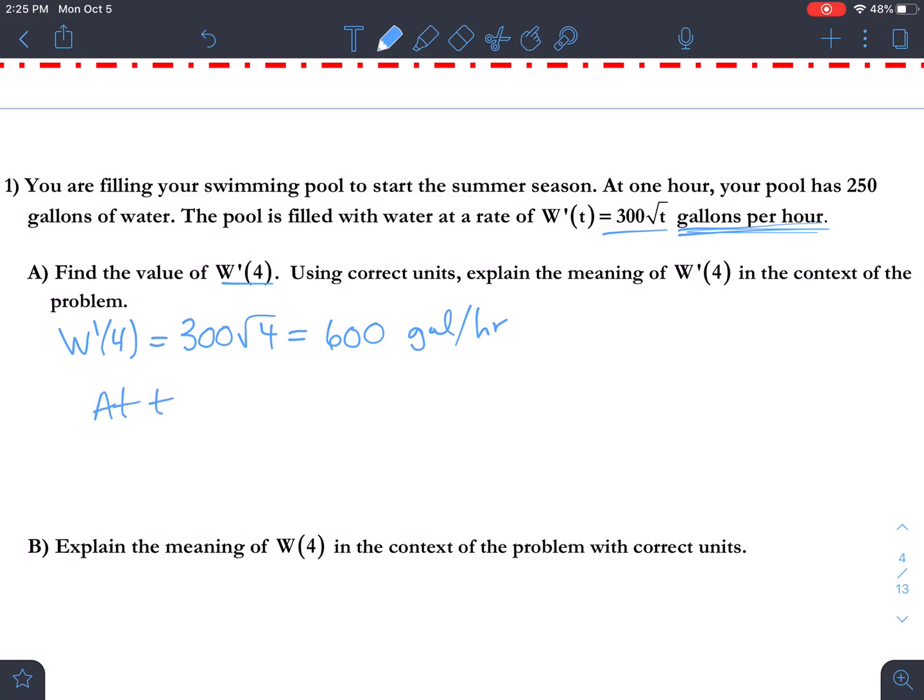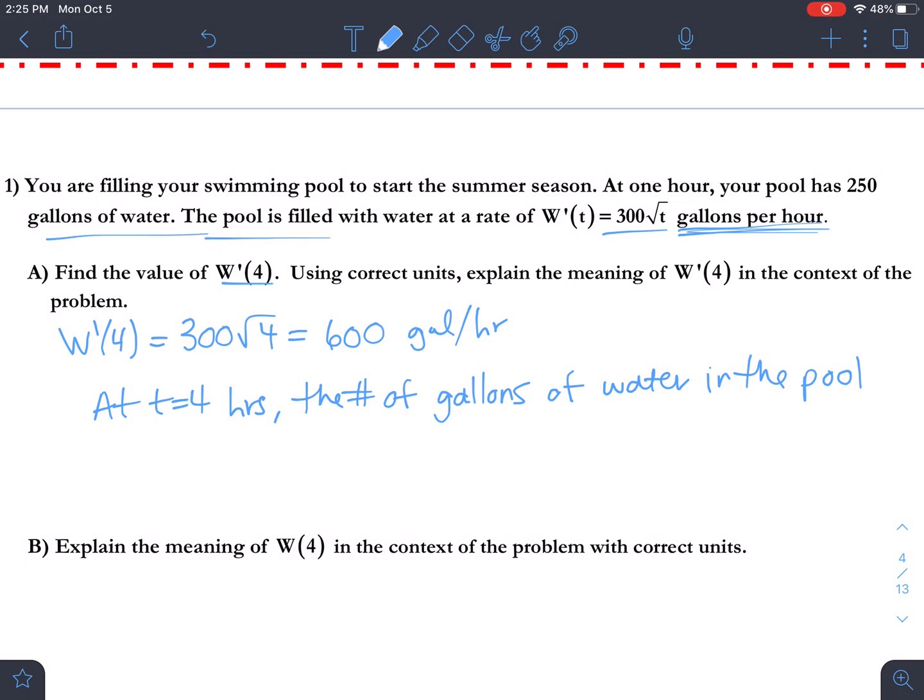So let's write that down. At t equals 4 hours, the number of gallons of water in the pool, and I'm getting that right from the problem, I'm not making this up, is increasing, if I could spell increasing right, by 600 gallons per hour.